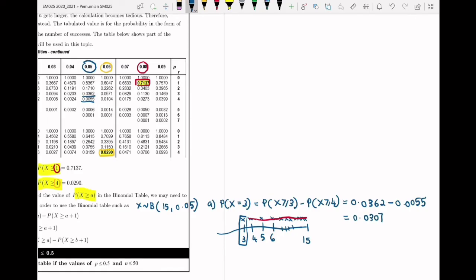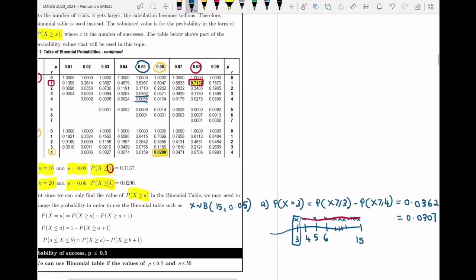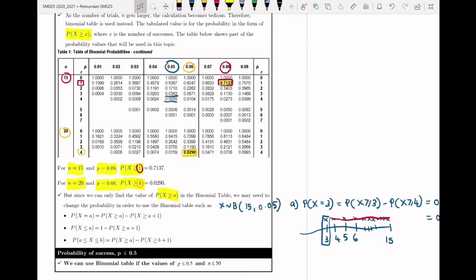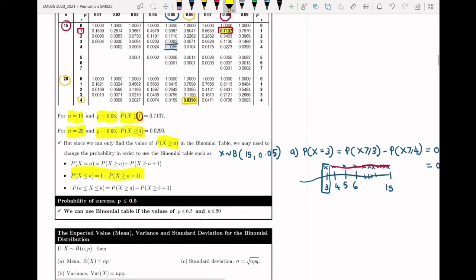Okay, next, if we have P(X ≤ a), we will use 1 minus P(X ≥ a + 1). So let's look at the example.